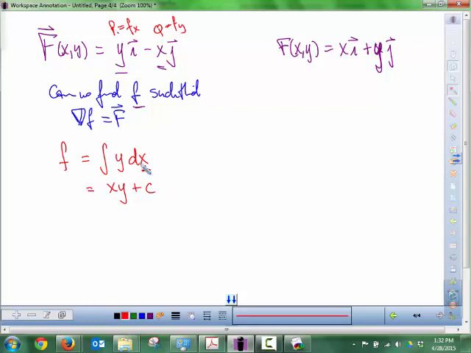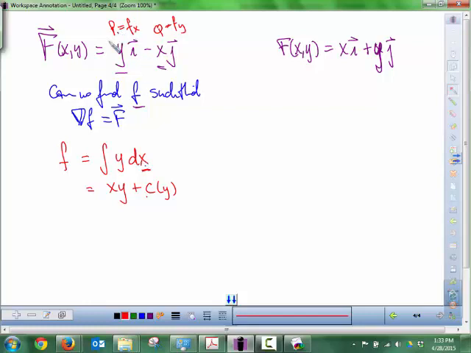So the constant could possibly have a y in it, right? If this had a y in it, and we took the derivative of that with respect to x, then the derivative of this thing with respect to x would be 0, the derivative of something with a y in it, as long as there's no x's. So I would say my f function should be xy plus some constant that may include y's in it, because it's constant with respect to x. Okay?